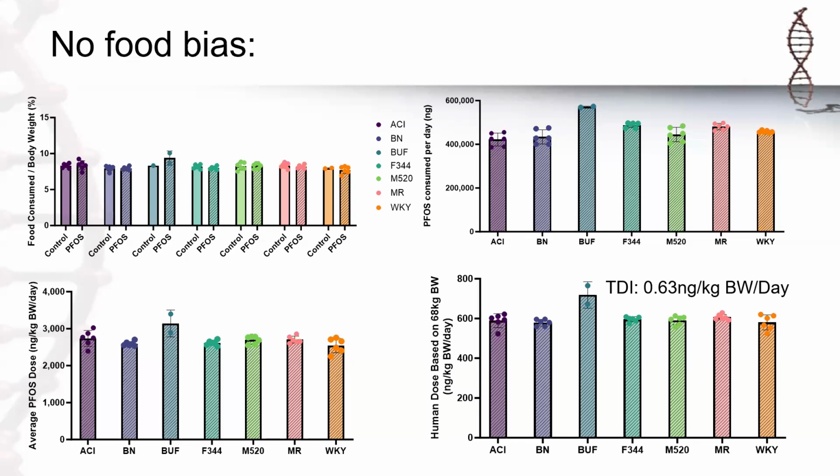This is a few orders of magnitude above the recommended TDI of 0.63 nanograms per kilogram body weight per day that I mentioned earlier. We realize this is a high dose. However, when designing this project, we based our exposure on numerous published papers on PFAS rodent exposure, and our dose is actually on the lower end of concentration. Plus, we wanted to be sure to uncover any genetic differences.